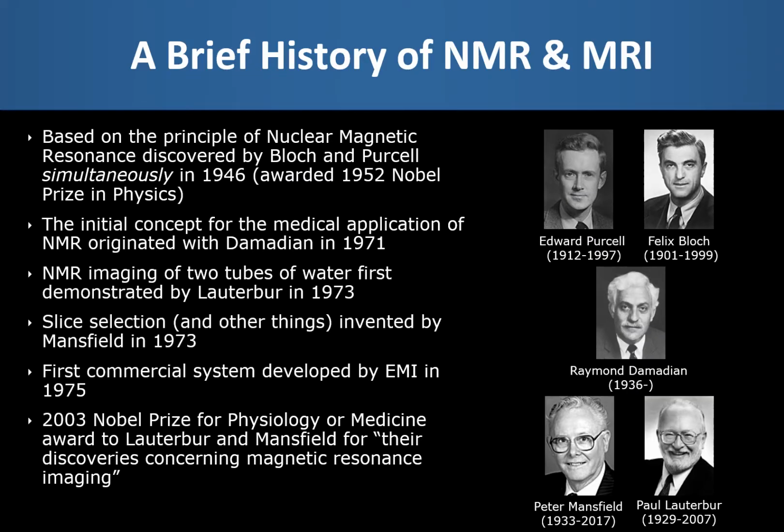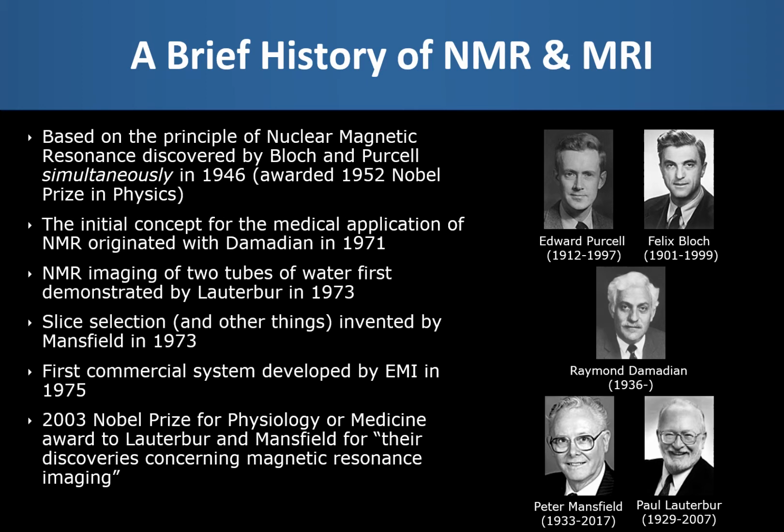As has been previously mentioned, MRI is based on the principle of nuclear magnetic resonance that was discovered by Felix Bloch working at Stanford and Edward Purcell working at Harvard almost simultaneously in 1946. They were then subsequently awarded the 1952 Nobel Prize in Physics for their development of new methods for nuclear magnetic precision measurements and discoveries in connection therewith.